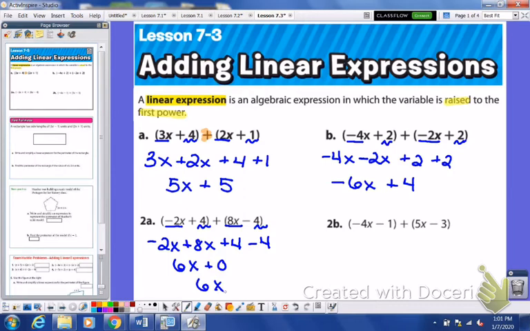And last but not least, I see I have a negative 4x plus a 5x, negative 1 minus a 3. So negative 4x plus 5x minus 1 minus 3. Combining like terms leaves us with just x, or 1x. Negative 1 minus 3 gives us a negative 4, so x minus 4. Okay, so there's some examples of adding linear expressions. Again, in this case, the parentheses did not do anything because we were adding and there were no numbers on the outside to distribute.